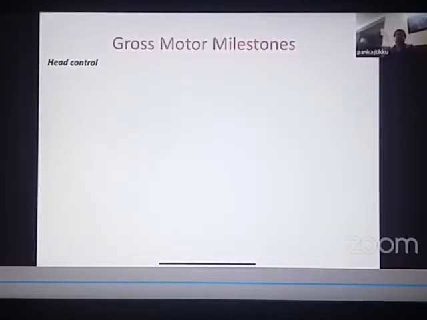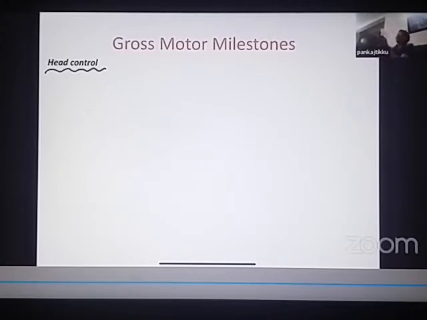So what are the gross motor milestones? Remember, I told you we'll do milestones in 4 categories: gross motor milestones, fine motor milestones, language milestones, and the social milestones. So let us start with gross motor milestones. Say head control. If you see any child who is born, the child is not able to keep his head supported. So his head drops like this. This is because there is no tone in the head.